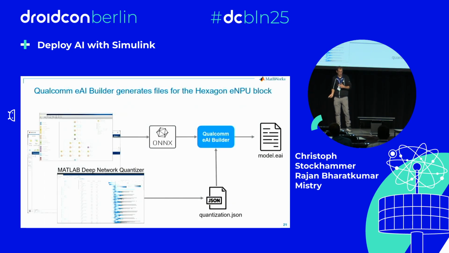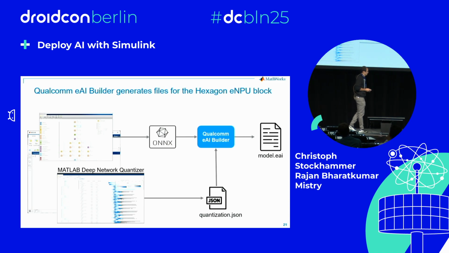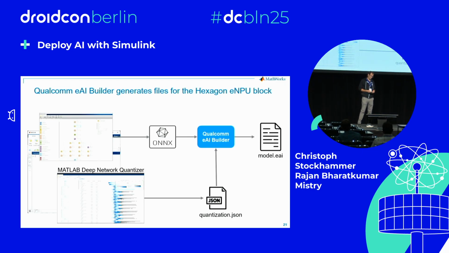Now, going back to the AI part of it, as I said, we consume these ONNX files, or the Qualcomm EAI builder consumes those, together with quantization information in a JSON file format, and produces this model.eai file. So again, the common source of this is ONNX files that can come, for example, from PyTorch.